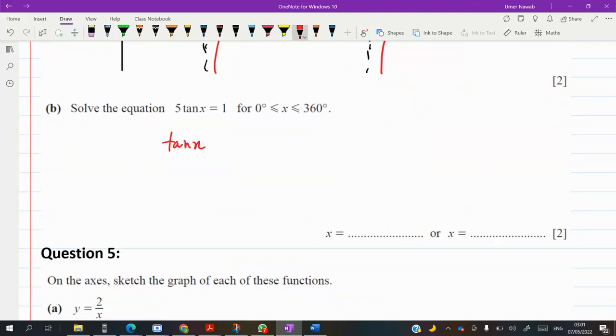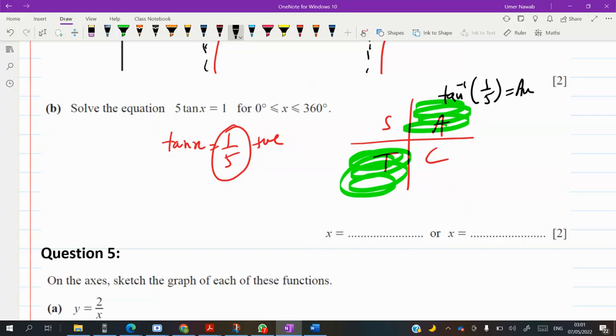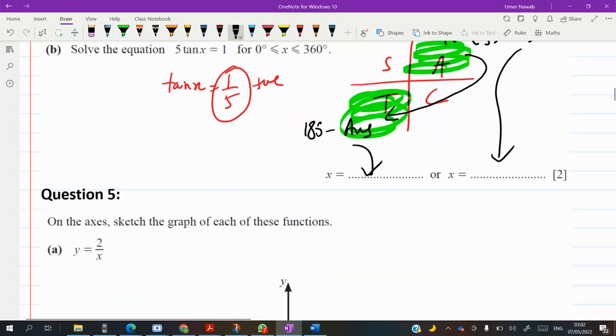So tan of x, send the 5 to the other side, 1 over 5. So this is a positive answer. According to the ASTC diagram, tan is positive in this quadrant and in this quadrant. So what we will do, we will find shift tan of 1 over 5. For example, we get this answer. To drag this answer into the third quadrant, we write 180 degrees plus answer. So these answers will be written in the answering space.